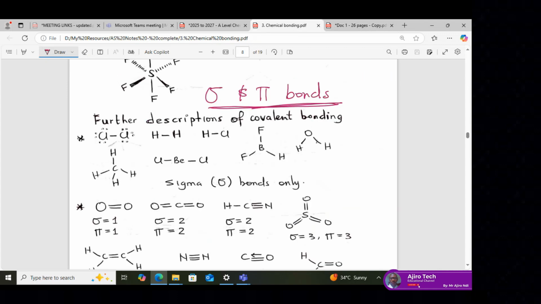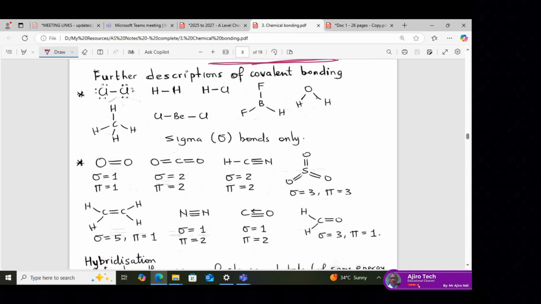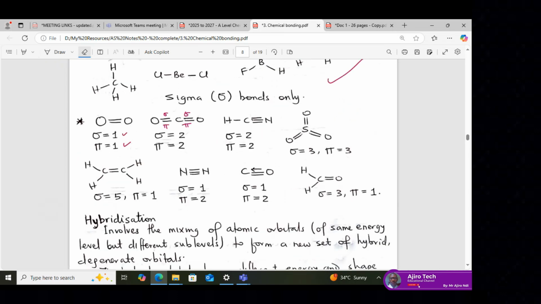Is that okay? Sigma bond. Now look at the example I gave you. All of these have sigma bonds only. Here, sigma is 1, pi is 1, sigma 1, pi 1. So this one is sigma, sigma, pi, pi. Do you agree? Look at this one. How many sigma, how many pi? Do you agree it is 5 sigma, 1 pi? And the next one, 1 sigma, 2 pi.